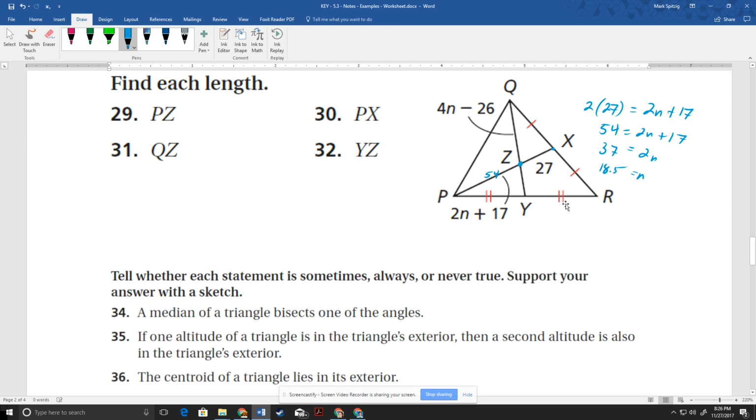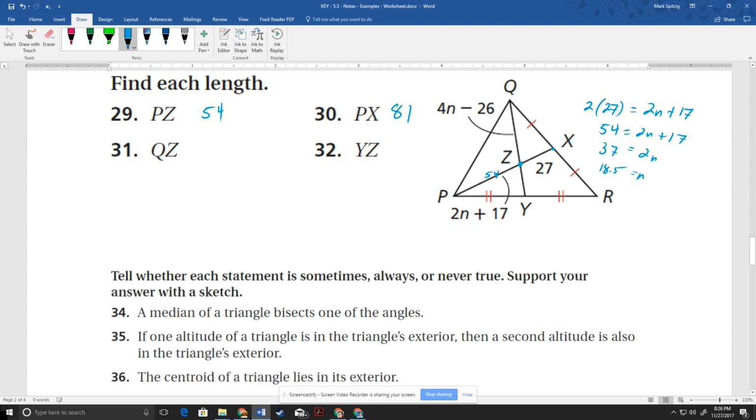So now that n is 18.5, I can actually plug that back in and multiply it by 2 and then add 17 to get 54. Actually, I already knew that. Never mind. I already got that. All right. But what this does is it gives me this other one, right? So PZ I know is 54. PX is going to be 54 and 27 together. So 81.